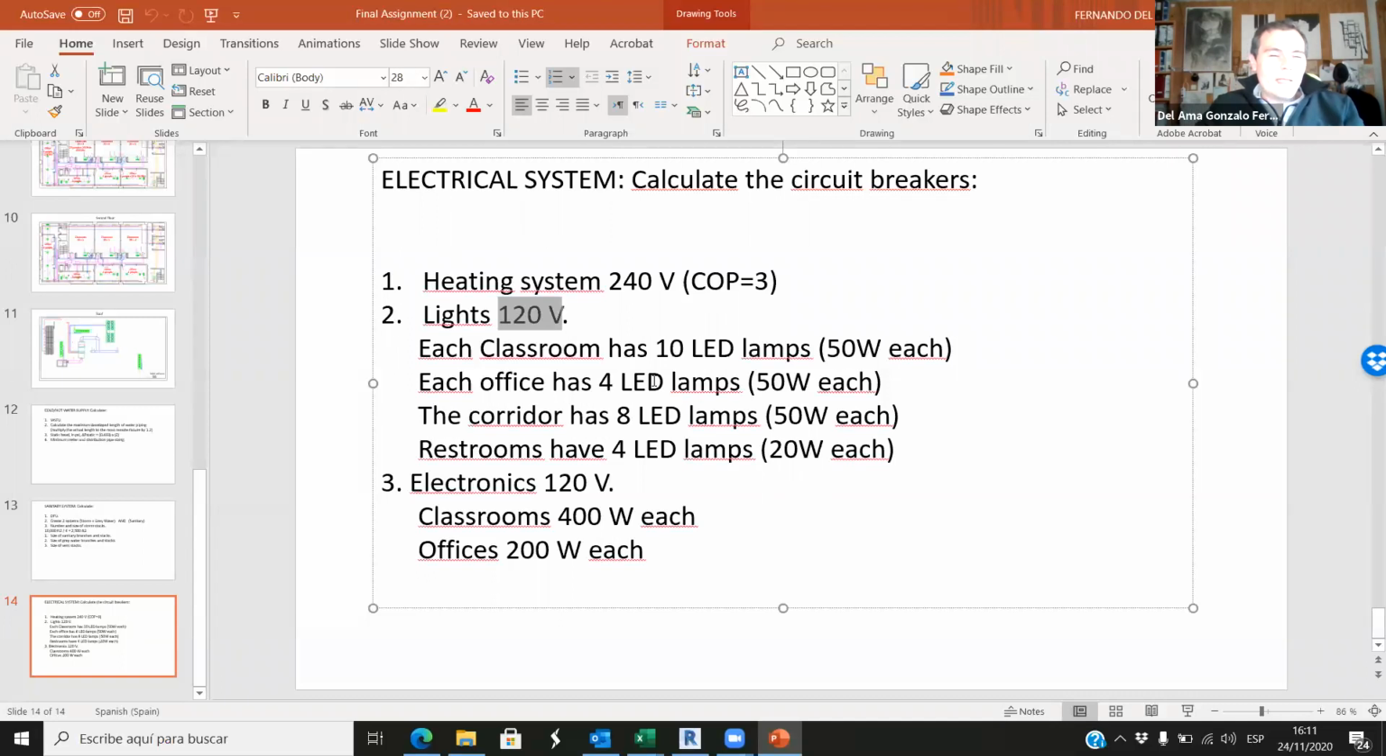Usually they tend to place a lot of circuits. This is good for electrical engineers. This is good for architects because we have everything in different sectors. So if there's an issue in the classrooms, okay, I have a circuit for the classroom. If there's an issue in the offices, I have another circuit for the offices. Then I can break it down into the first floor and the second floor. So the more control we have, the better.